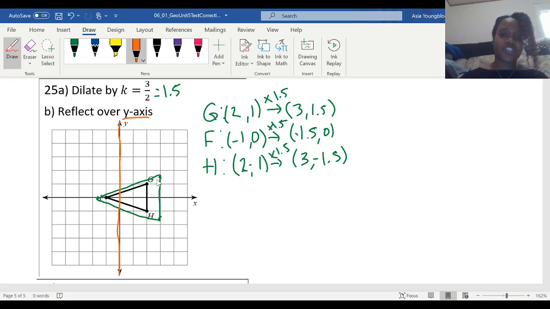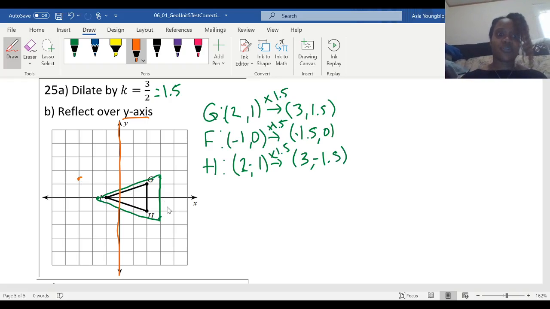So this first point for G is 3 away from this line. So when we reflect it over this line, we have to make sure that it's the same height, but the same distance on the opposite side. So we're just going to imagine drawing this to our line of reflection, and then we're going to go the same distance in the opposite direction.